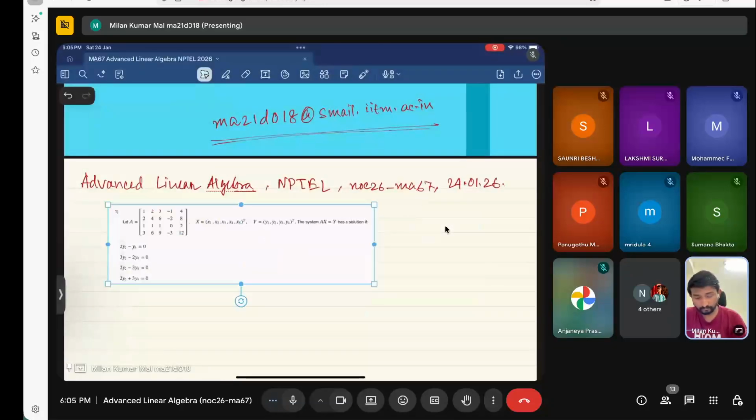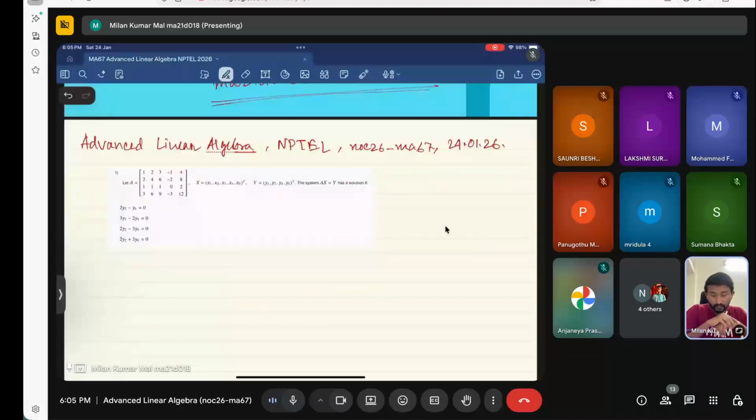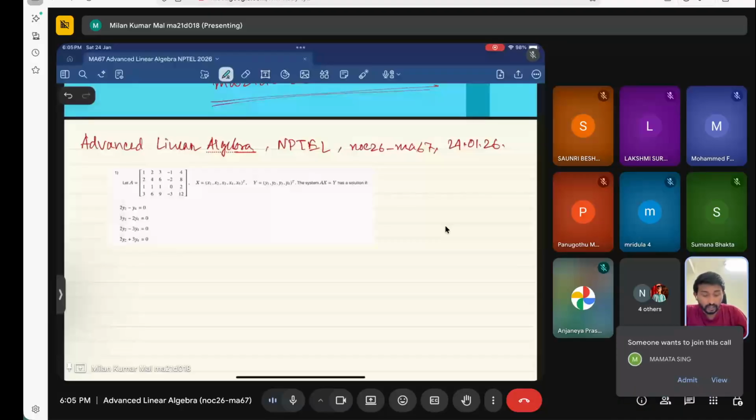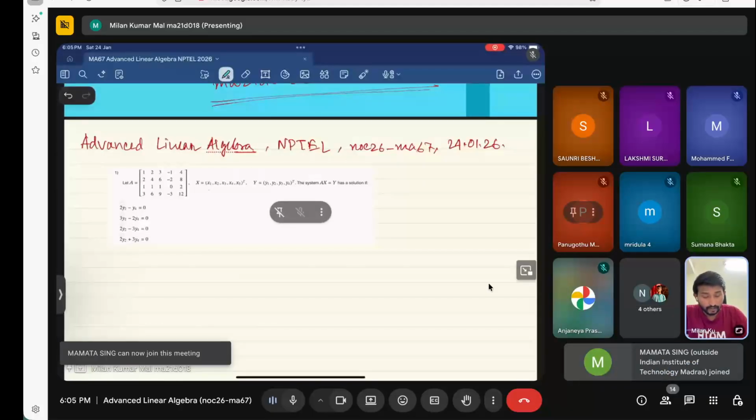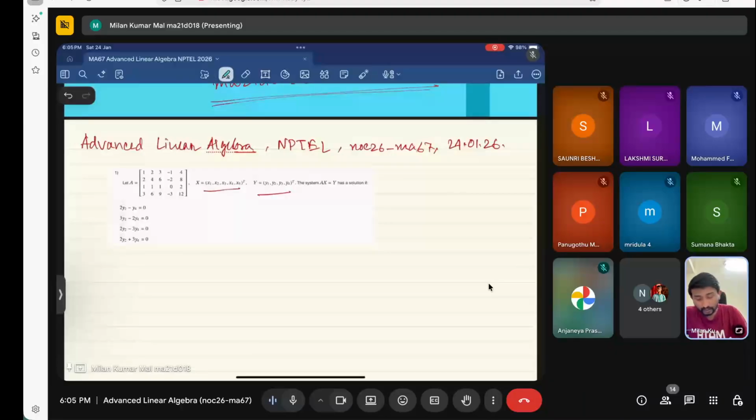So this is the first problem. What it says: let A be a matrix, 1 2 3 minus 1 4, and 2 4 6 minus 2 8, and these are the rows basically, and x is a tuple like this and y is a tuple like this. Now the question says that the system Ax equals y has a solution if, whatever condition is given; we have to choose the correct options.